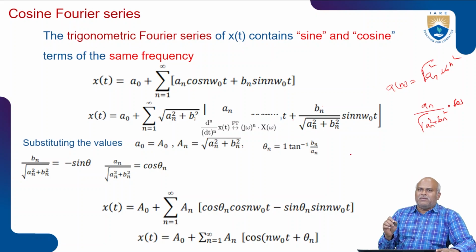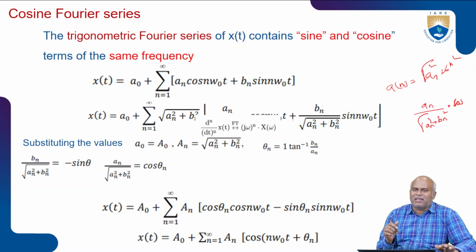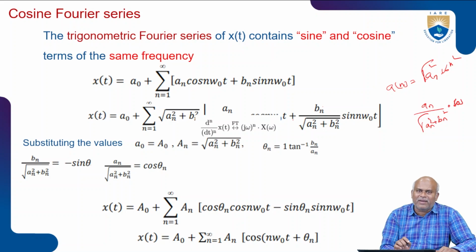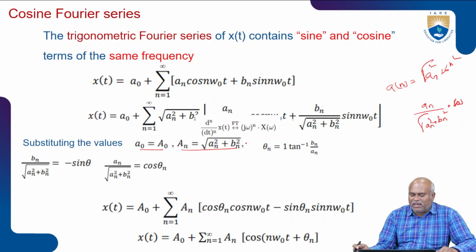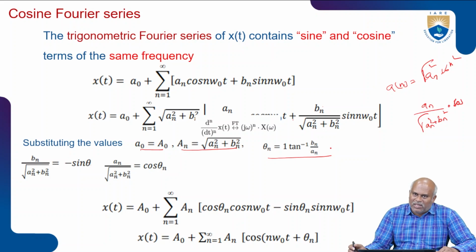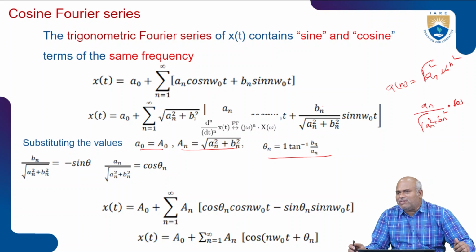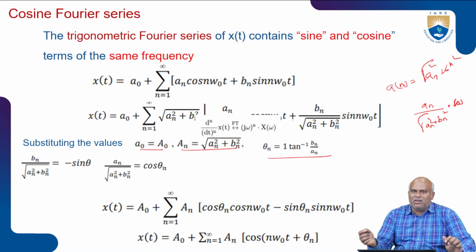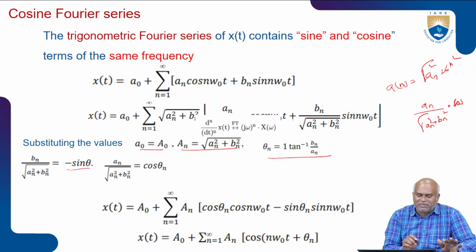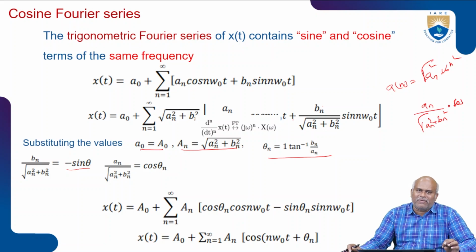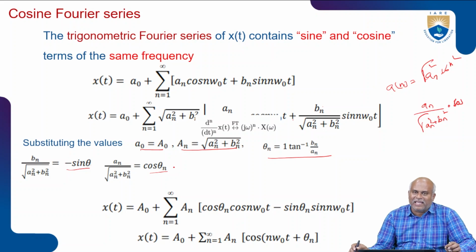Now we need to substitute a0 equal to capital A0. A of n is equal to root of an square plus bn square. Then theta n is equal to tan inverse of bn divided by an. So I should write minus sin theta n is equal to bn divided by root of an square plus bn square, and cos theta n is represented as an divided by root of an square plus bn square.